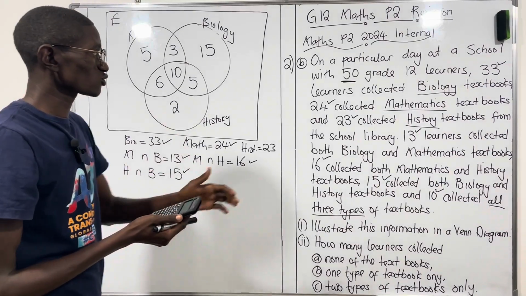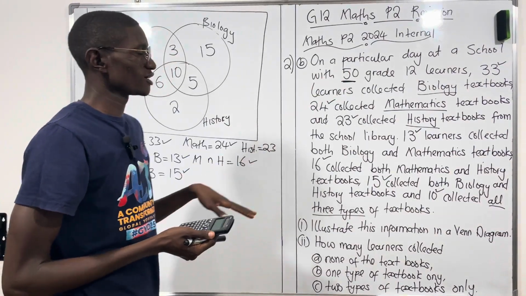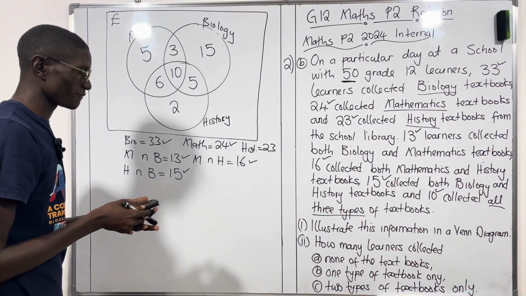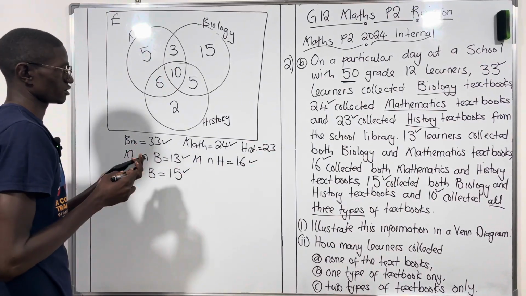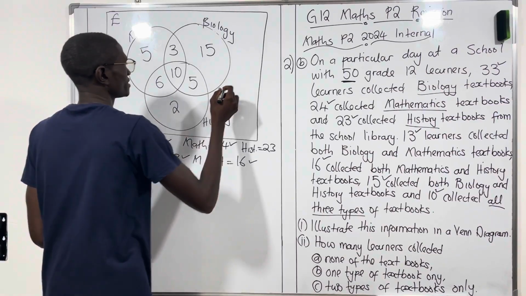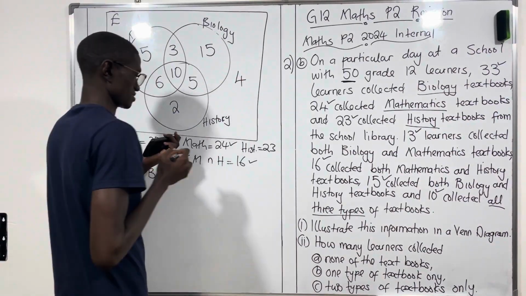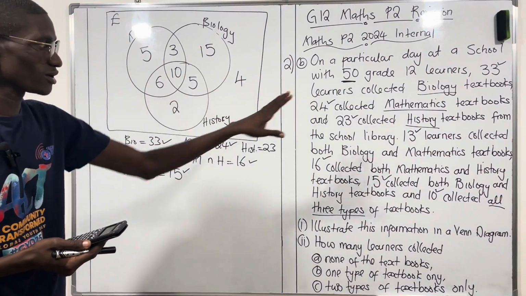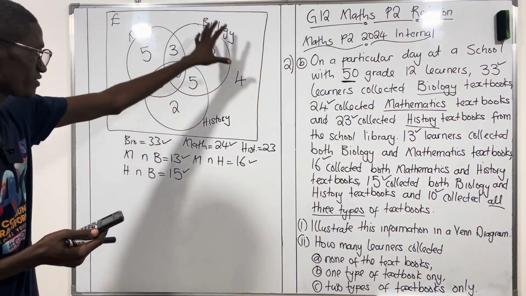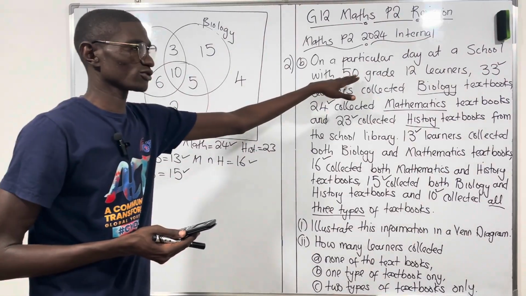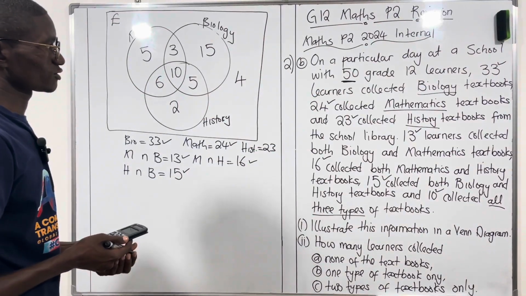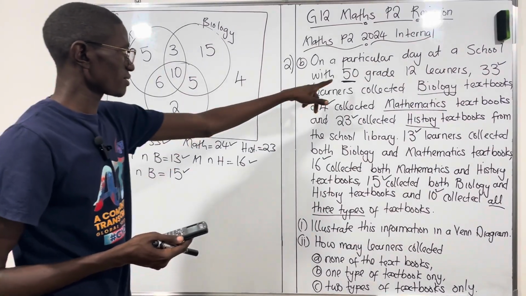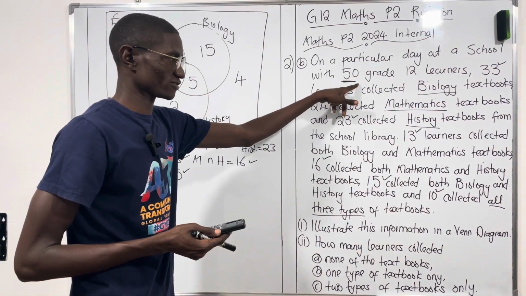Now, we're told the total is supposed to be 50. So, since we're getting 46, meaning the remaining 4 to make 50 are actually outside the sets. Meaning these did not collect any textbooks from this school. So now when you add everything inside the Venn diagram, you're now going to get 50. So take note of the total number of learners that we are supposed to have is 50.